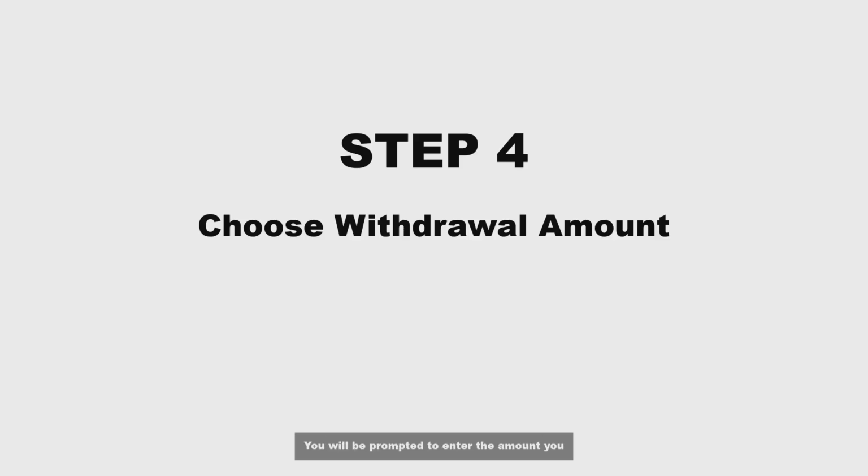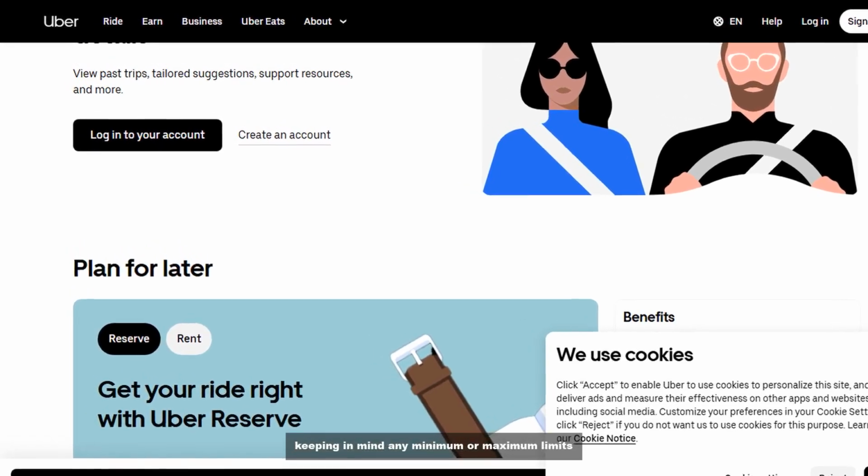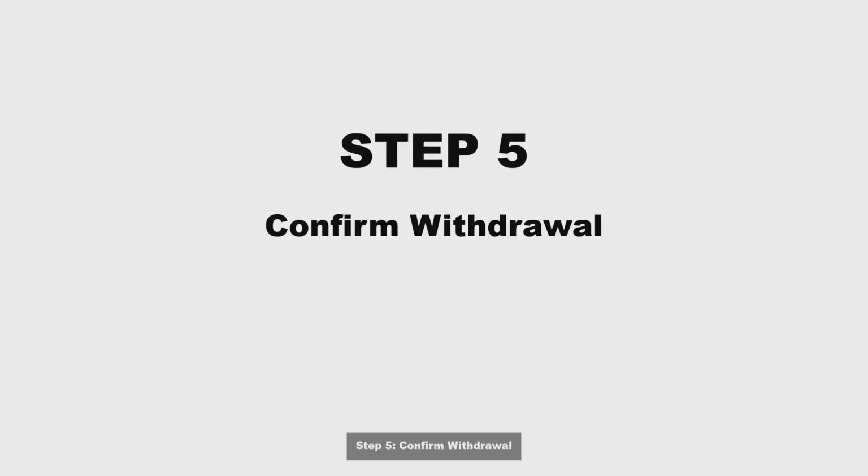Step 4. Choose Withdrawal Amount. You will be prompted to enter the amount you wish to withdraw. Select the desired amount, keeping in mind any minimum or maximum limits set by Uber.